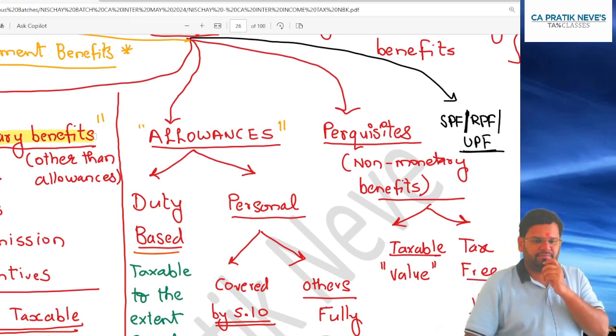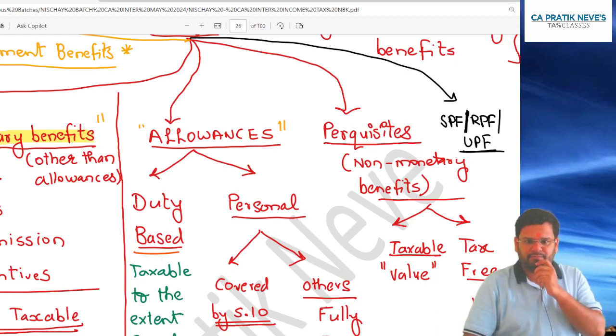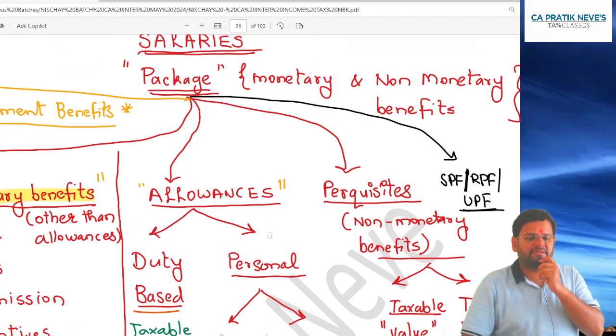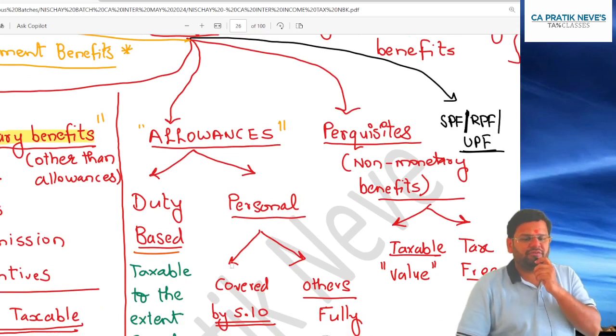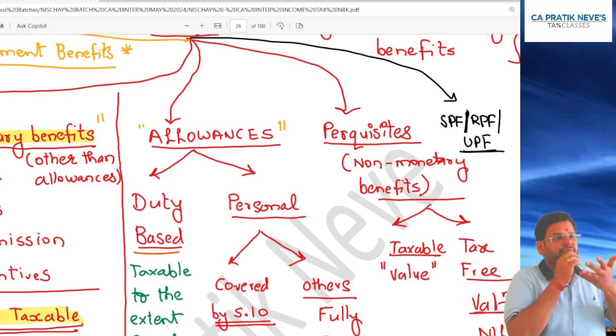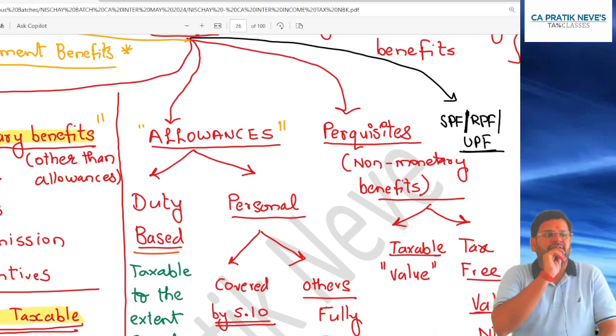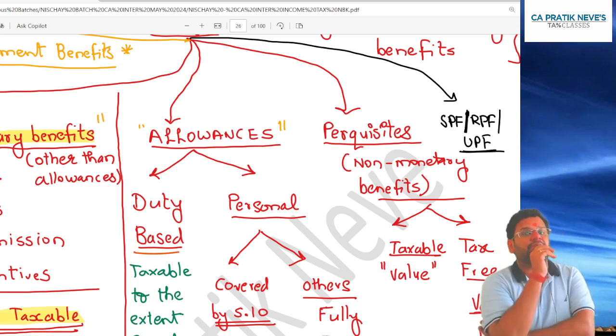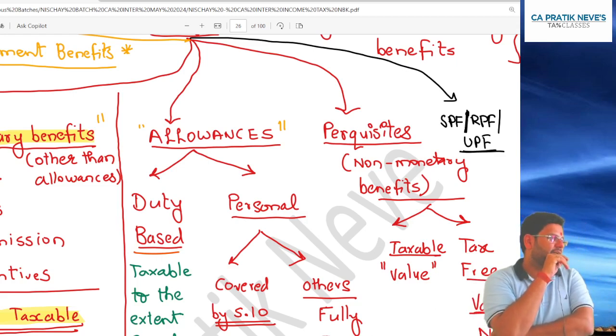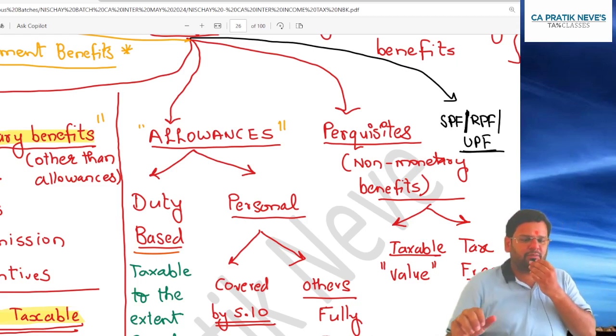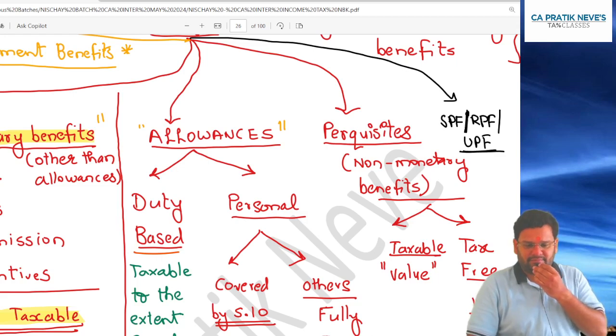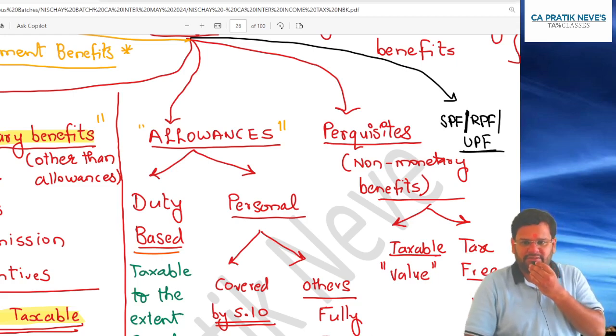After monetary benefits, please write allowances. What is the feature of monetary benefits? Monetary benefits are always fully taxable. So our discussion about monetary benefits gets over at this point, because anyways, monetary benefits are always fully taxable. Clear? Monetary benefits are always fully taxable. After monetary benefits, please go to allowances.